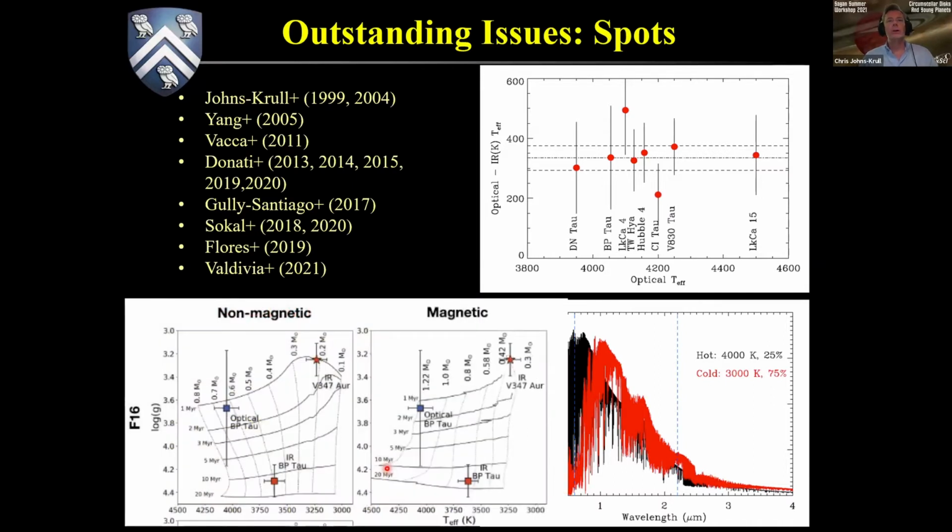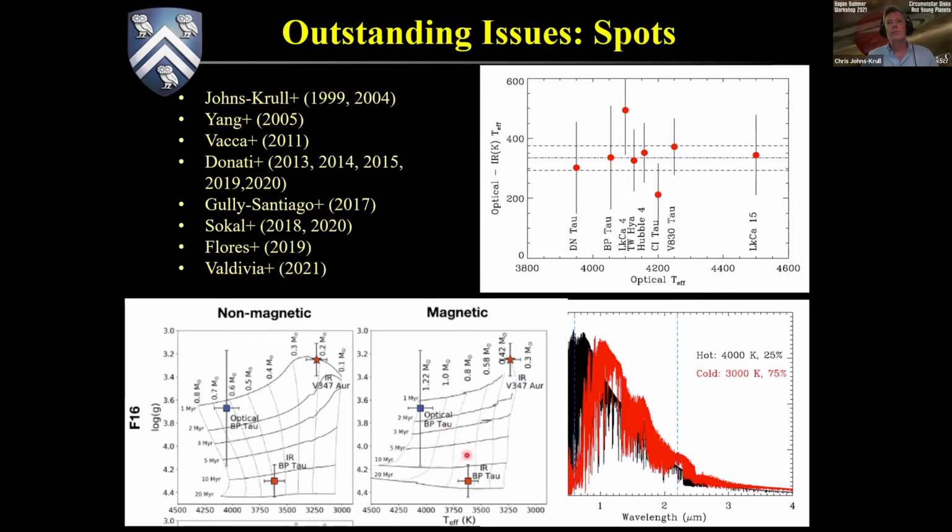And you might want to use ways to test these results. One way you can do that is comparing things in the HR diagram. So this is showing an optical versus infrared determination of the effective temperature of BP Tau, for example, and comparing it to pre-main sequence tracks without a magnetic field or with a magnetic field from Greg, who's going to talk in just a little bit.